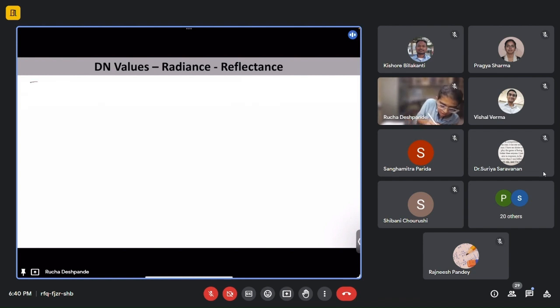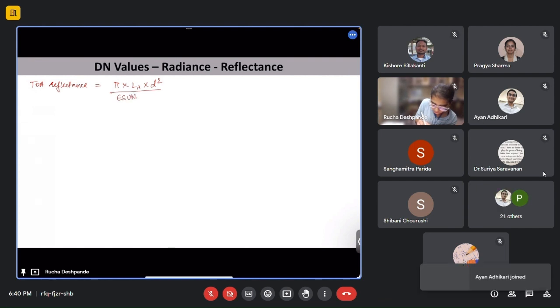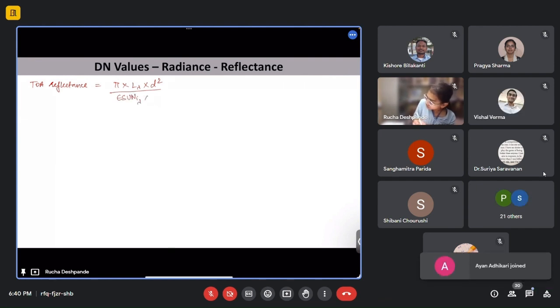All right, so we saw that TOA reflectance is equal to pi L lambda into d square divided by E sun into cos z. Now we will see how to convert this TOA reflectance to surface reflectance by taking into account the atmospheric correction.